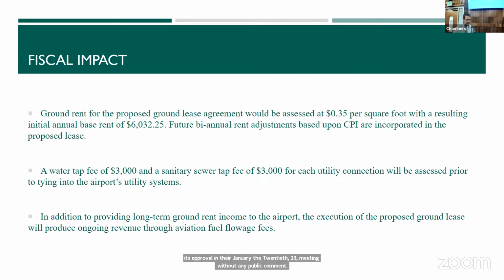From a fiscal impact standpoint, I mentioned the 35 cents per square foot for the proposed ground lease. That would result in an annual base rent of just over $6,000 with the future CPI adjustments. There'll also be water and sewer tap fees of $3,000 per connection, which is consistent with the published rates of the airport. And ultimately, should this hangar move to development, the resulting aircraft utilization would increase fuel flowage fees at the airport, which are another revenue stream for us.